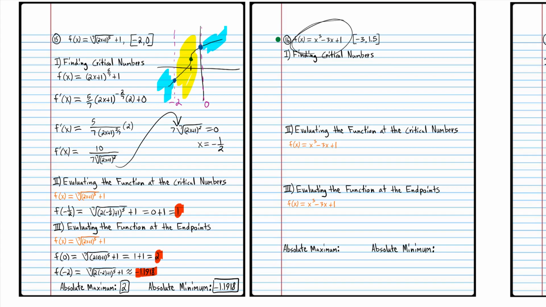So press the y equals button at the upper left, push the clear button at the right, and then the x, t, theta, n button, upside down v button, to the third power, -3 times x, plus 1, so make sure that that's entered in.